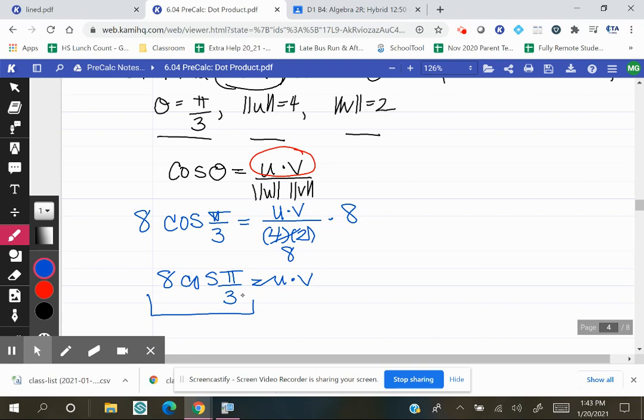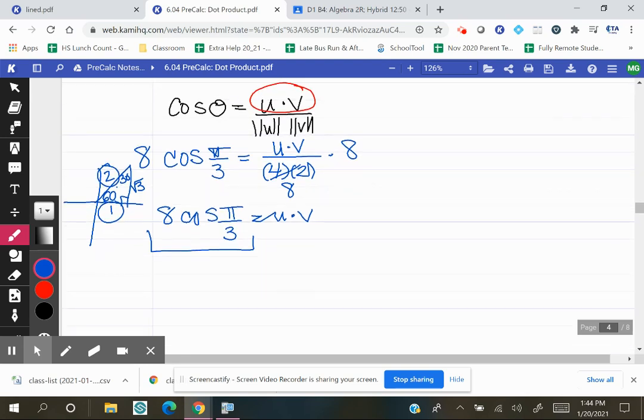So if you don't have it memorized, then you would draw pi over 3, which is 180 divided by 3. So that's 60 degrees. That's quadrant 1. Drop your bow tie. Now I have a 30, 60, 90 triangle, which is in the ratio of 1, radical 3, to 2. They're all positive. Cosine is adjacent over hypotenuse. So that means the cosine of pi over 3 is 1/2. So 8 times 1/2, which is 4.